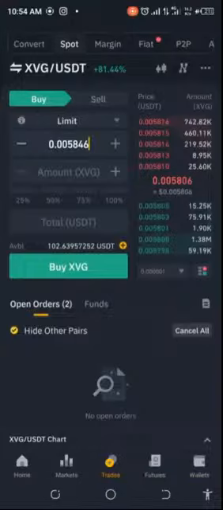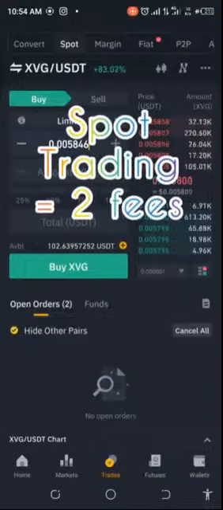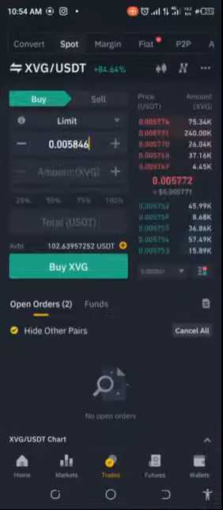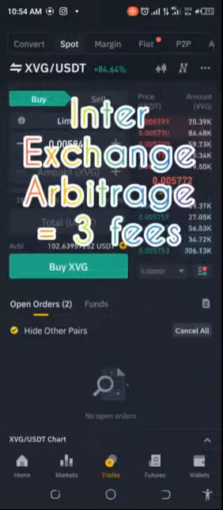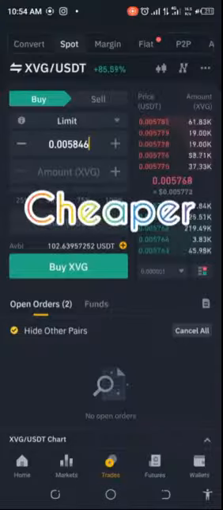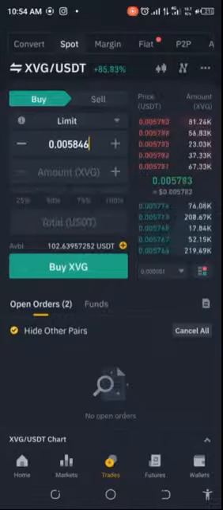And the good thing about it is that when you're doing spot trading, you only have 2 trading fees to pay. If you're doing triangular arbitrage, you've got 3 trading fees to pay. If you're doing inter-exchange arbitrage, you're going to have 2 trading fees to pay and 1 transfer fee. That means you're going to have 3 different sets of fees. So just look at it. In spot trading, you'd have 2 trading fees to pay. In triangular arbitrage, you have 3 trading fees to pay. And in inter-exchange arbitrage, you also have 3 fees to pay. So this is actually much, much cheaper to execute in terms of the fees that go into it.